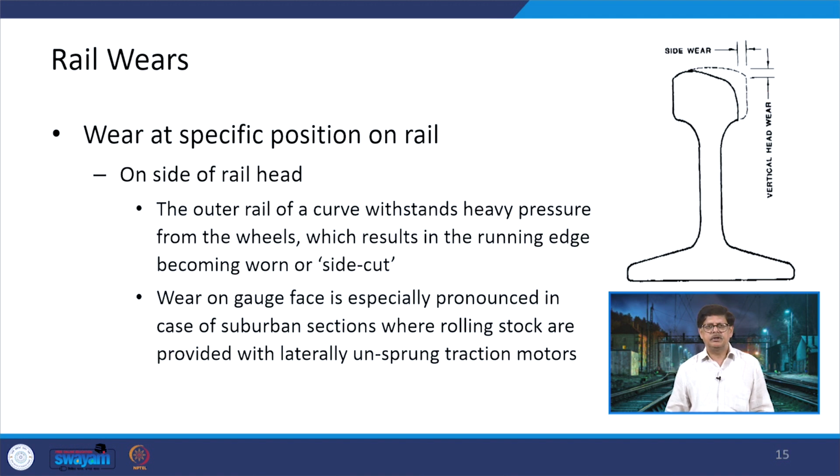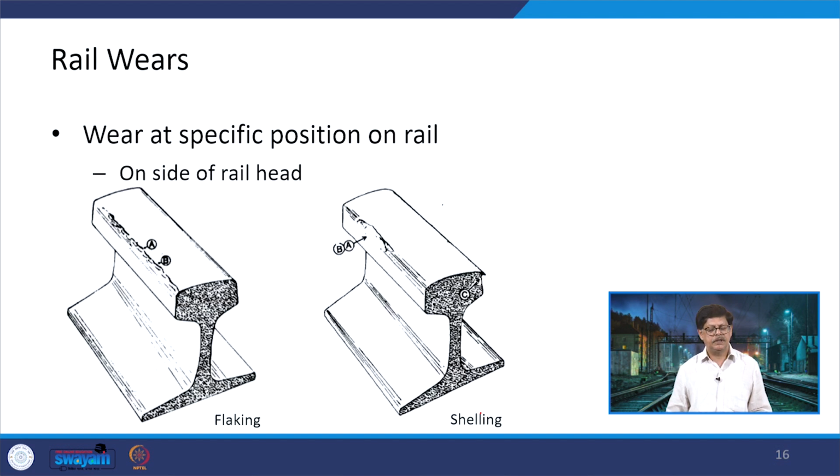Then the outer rail of a curve withstands heavy pressure from the wheel which results in the running edge becoming worn out, which is also defined as a side cut. The wear on the gauge face is especially pronounced in the case of suburban rail sections where the rolling stocks are provided with laterally unsprung traction motors. EMUs are there, and in those cases if unsprung traction motors are used, that is a condition where, along with the speed and the amount of load which is coming, this will happen.